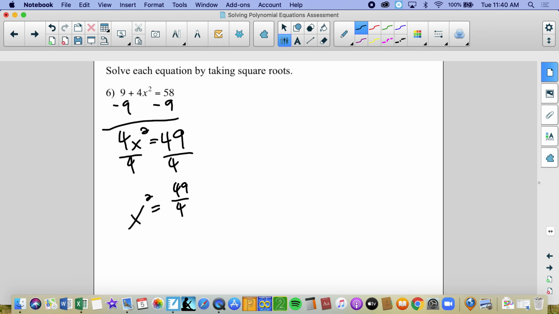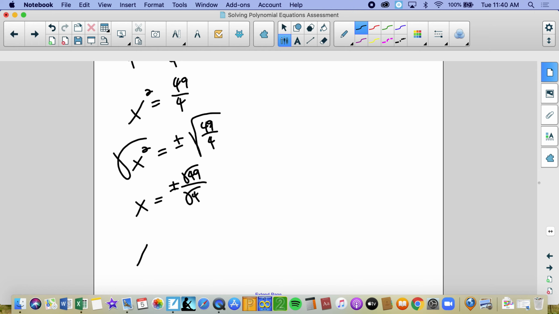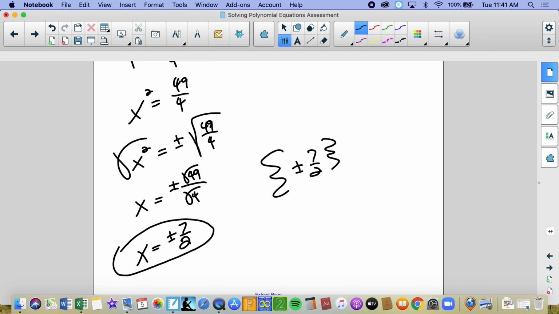We're not going to turn that into a decimal. We're going to keep it as a fraction because we're going to take the square root of both sides. Whenever we take the square root of a variable being squared, we have to introduce the plus or minus of that value. Reason being is whenever we square a negative value, it's going to give us the same as squaring a positive value. So square root of x squared equals x. We're going to get plus or minus square root of 49 over the square root of 4. We'll separate those. You get plus or minus square root of 49 is 7. Square root of 4 is 2. So my solution is plus or minus 7/2.